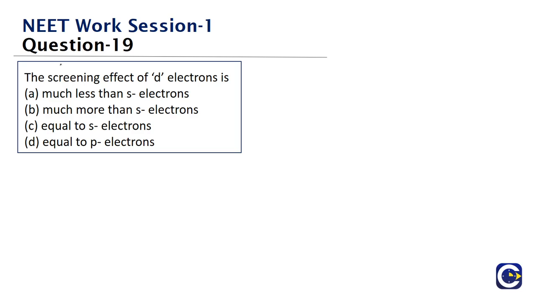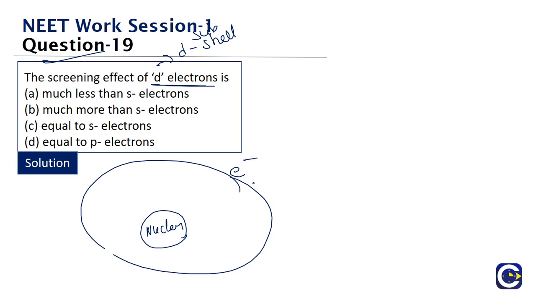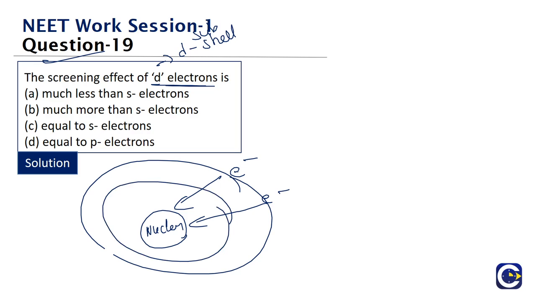Question number 19. The screening effect of d electrons is. D electrons means what? The electrons which belong to the d subshell. The electrons that will belong to d subshell, that is what we are calling as the d electrons. What is screening effect? So if you have a nucleus, the electrons in the outer orbit will not experience all the effect of the nucleus. The inner shell electrons will screen, or we can say, shield.